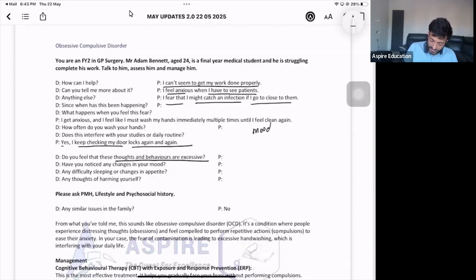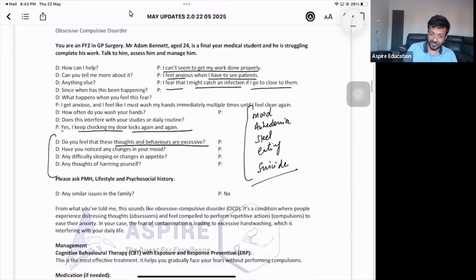I always want you to ask for mood, anhedonia, how's their sleep, how's their eating, and your dear examiner is looking for a question, which is suicide. Ask if they have ever tried to harm themselves. Ask these questions quickly. That will make your life easy, right?